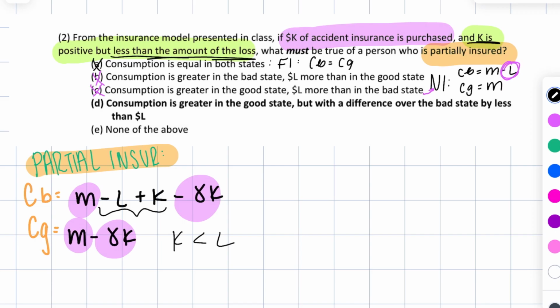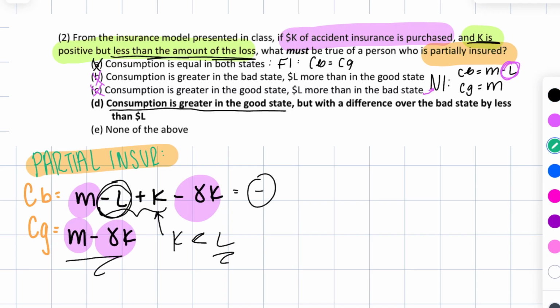And so we know that under partial insurance, we are getting a little bit of money back. However, we're still down from before because K is not covering our entire loss, right? So we still have a negative loss here because K covers a little bit, but it's not the entire loss. So we already know that consumption is greater in the good state right here, but with a difference over the bad state by less than L. We know that the full difference isn't this L between the two because we have a little bit of K back, right? If K were greater than L, then consumption in the bad state would be greater, right? Because we'd be getting some money back.